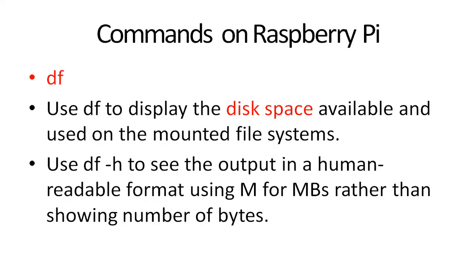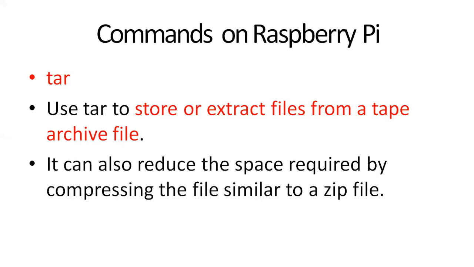Here the df command, for disk space. The df command is used to display the disk space available and used on a mounted file system. For example, what is the free space and what is the used space? df -h shows the output in a human readable format, using M for MB rather than showing a number of bytes. Is it clear or not? It shows the available space, and for that purpose you use df.